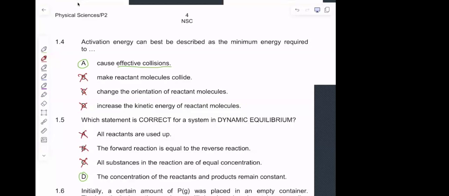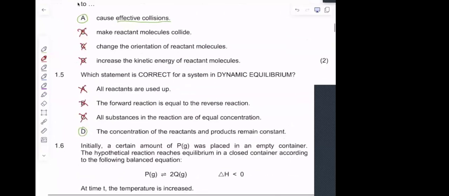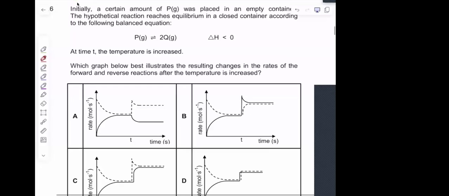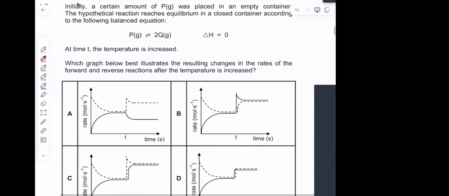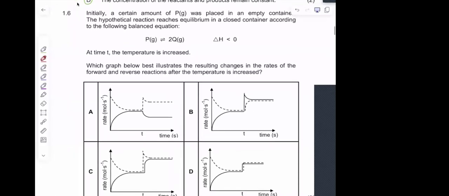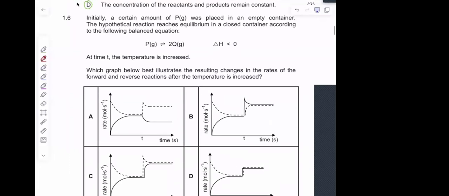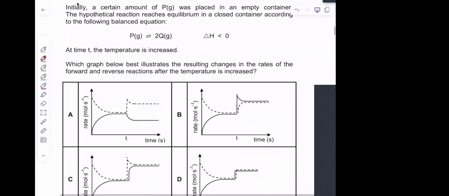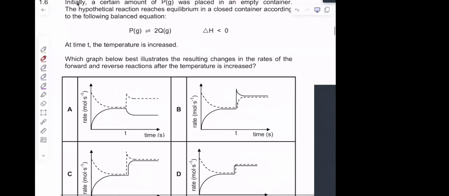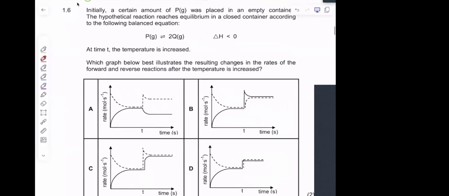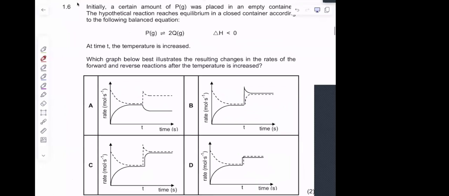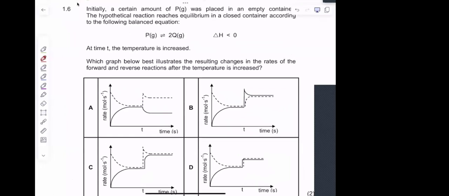All right, let's quickly jump into number 1.6. 1.6 says, initially, a certain amount of P, which is a gas, was placed in an empty container. The hypothetical reaction reaches equilibrium in a closed container according to the following balanced equation. Then we can see our equation there. So I'm going to try to get this to the right size so that everyone can see it. There we go. So we can see there that P becomes 2Q in a reversible reaction.